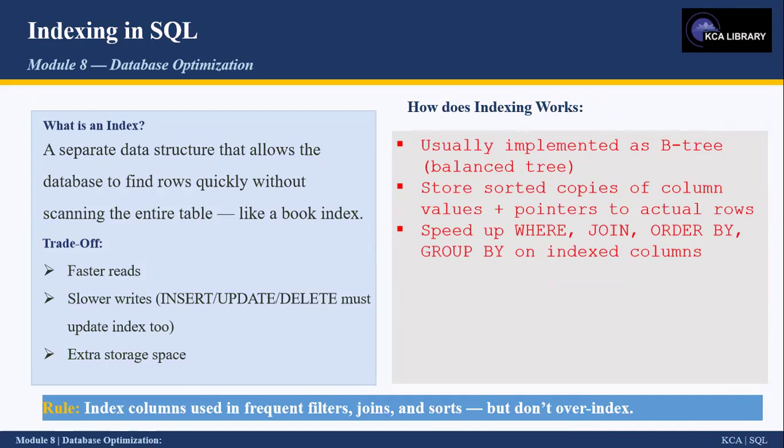Indexing in SQL. The most powerful tool for optimization is indexing. An index is a separate data structure that allows the database to find rows quickly without scanning the entire table, just like the index at the back of a book. Indexes are usually built as B-trees. They store sorted copies of column values plus pointers to the actual rows.